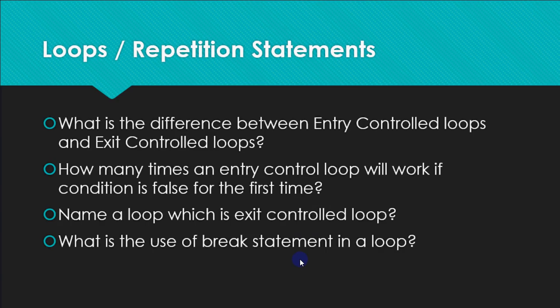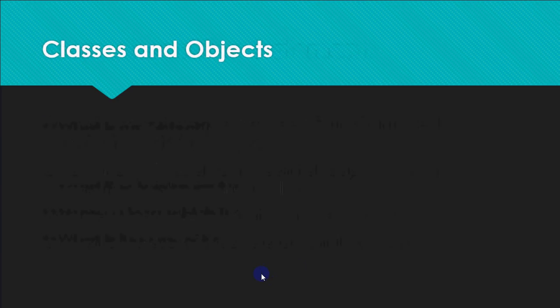As we have break statement to terminate the switch, similarly, we can use break statement inside a loop, any of the three loops, to stop the loop in between. Then there is a theoretical chapter that's classes and objects. Usually it's not asked much, but they can ask you questions from this as well.